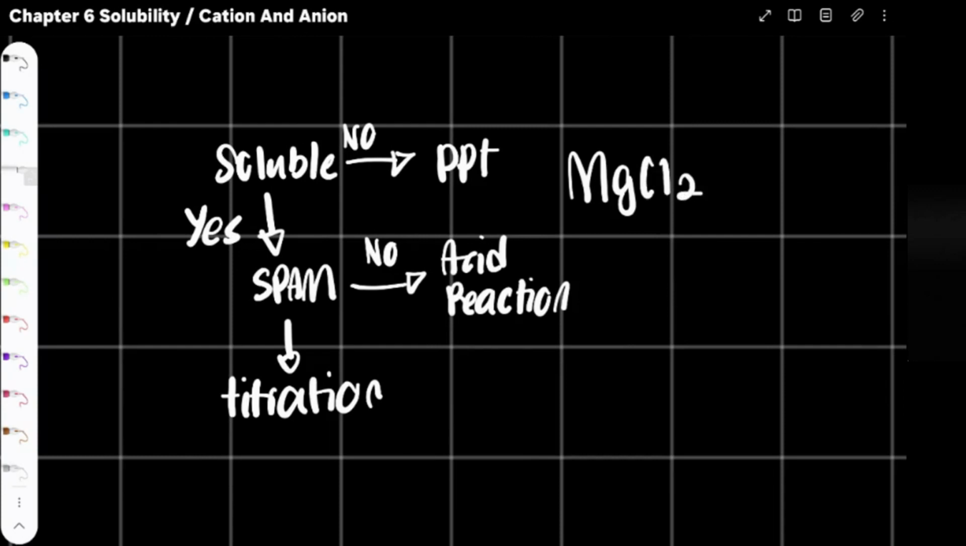MgCl2, is this soluble? Yes. Okay, does it contain spam? No. So this is the thing that we're going to use.